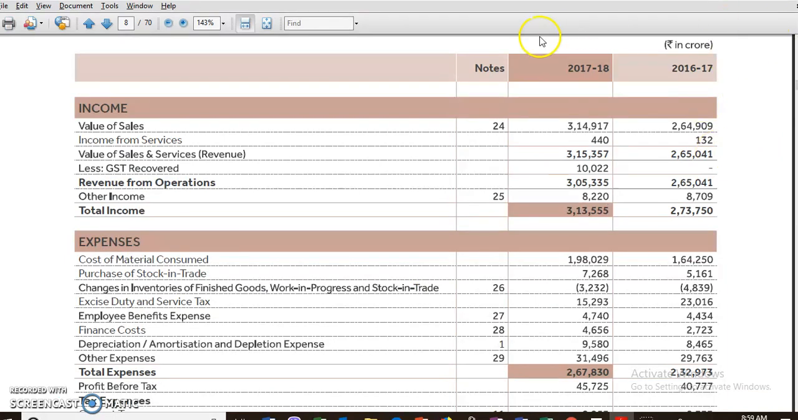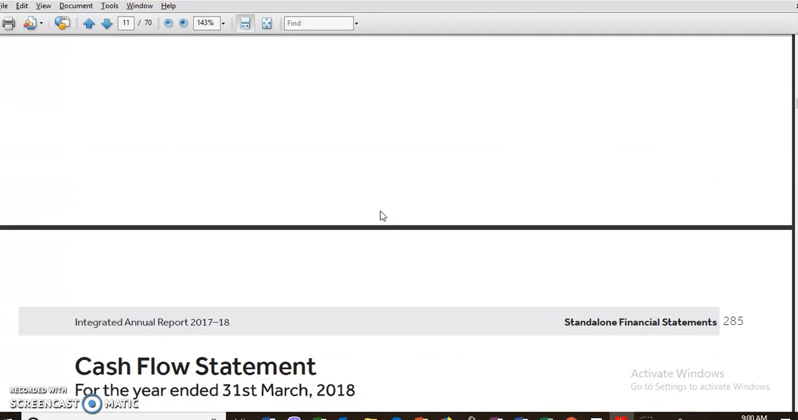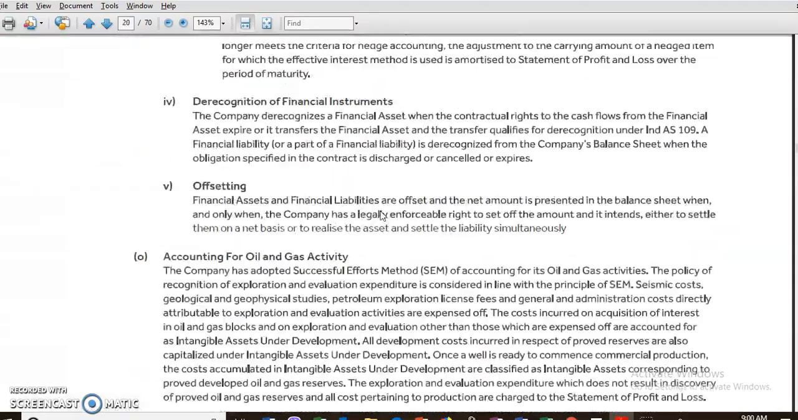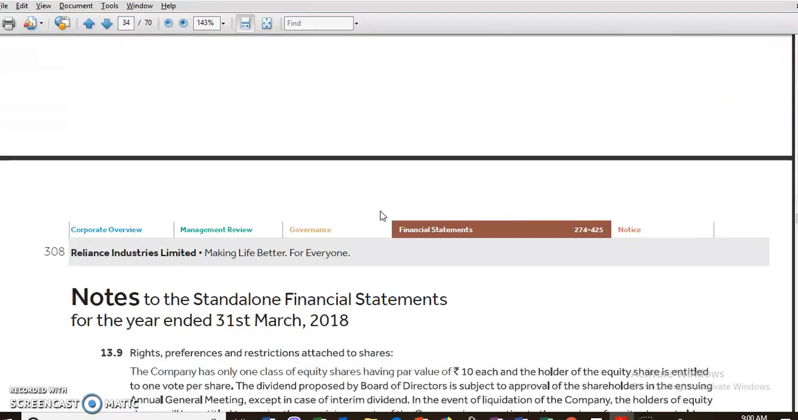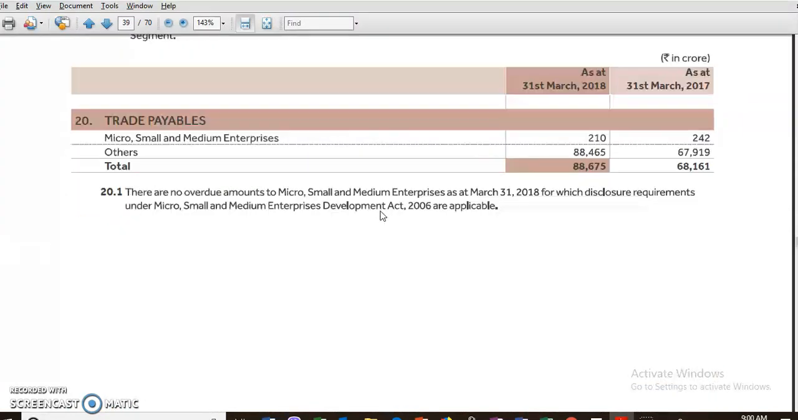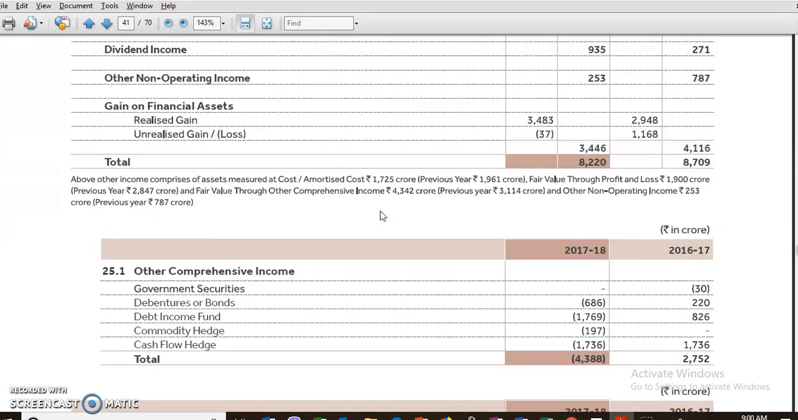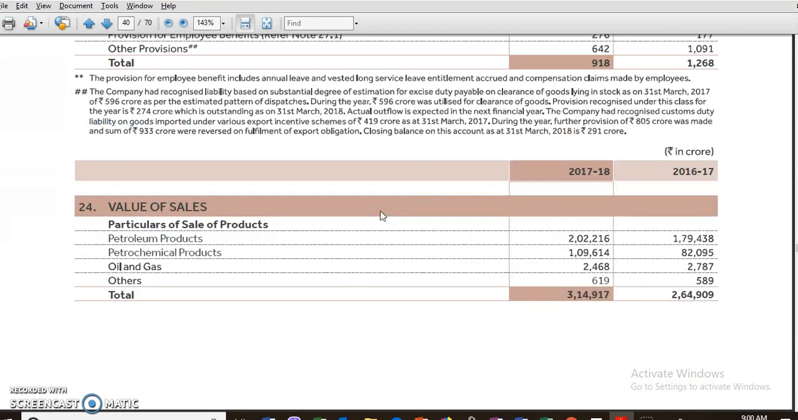Let's look at the detail now. In this section you can see there are two notes, number 24 and number 25. Those will be helpful to understand the nature of these income statements. Let's go through them quickly. Here is 14, 15, 20, and then here is 25 or 24.